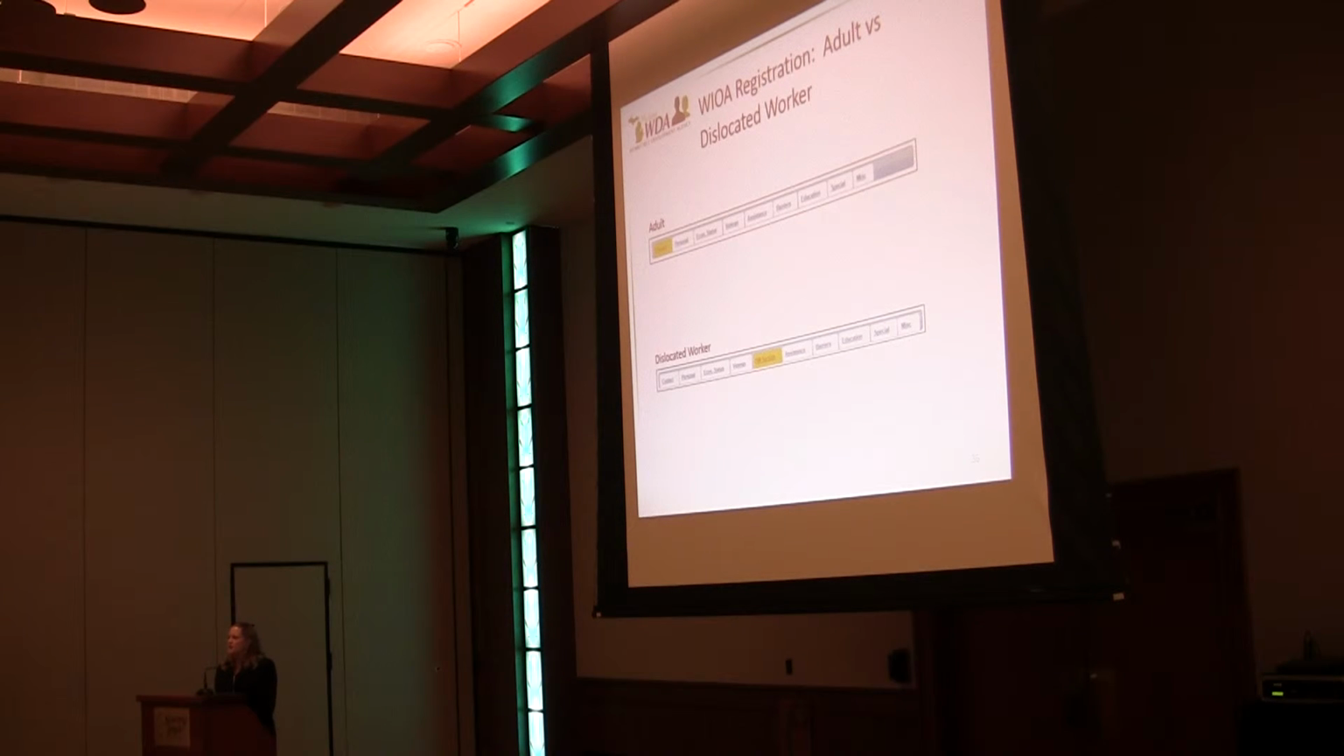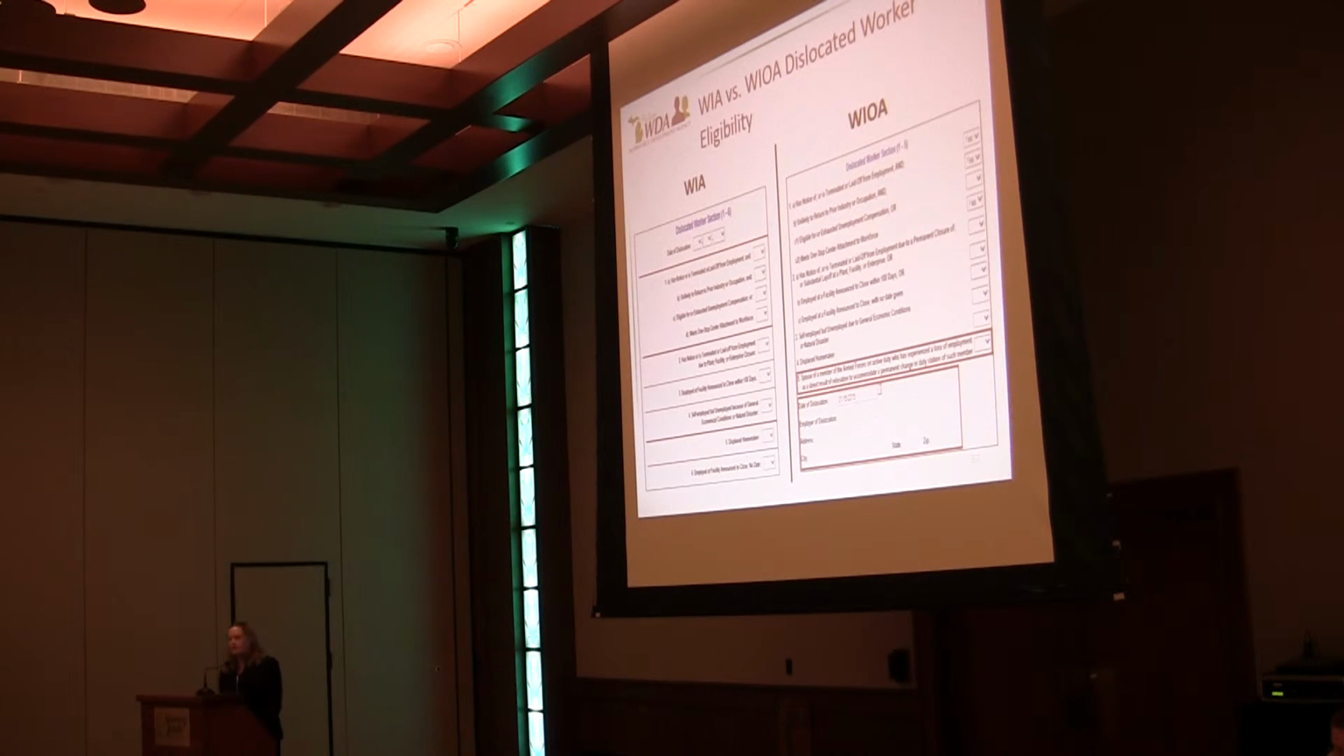Okay, and I mentioned only certain data fields show on registration screens according to the actual type of program. So here's an example. The adult registration screen is broken into 9 tabs, where the dislocated worker is broken into 10 tabs, with the extra one being the DW section, and that includes the eligibility section for DW. So for adult and youth, it's just not going to be there, okay? But for dislocated workers, we do need to make sure that they're eligible for the program.